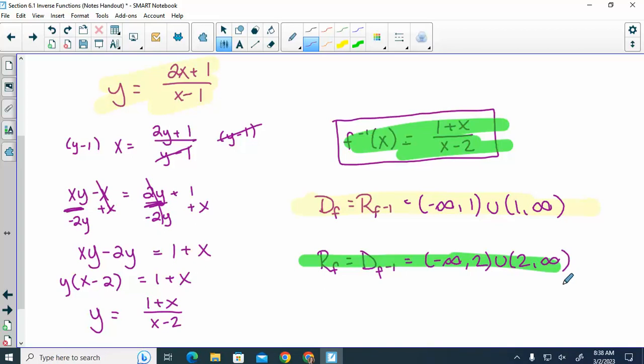Questions on that? Are we okay to keep going and finish this up so we can do workday tomorrow? Why don't you guys try the next one on your own? Inverse, domain, and range of both.